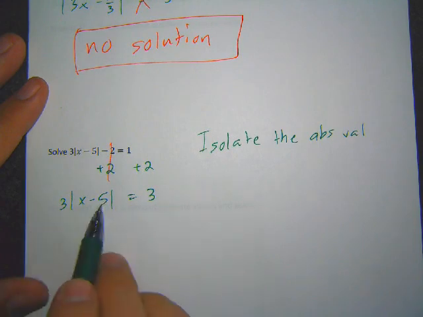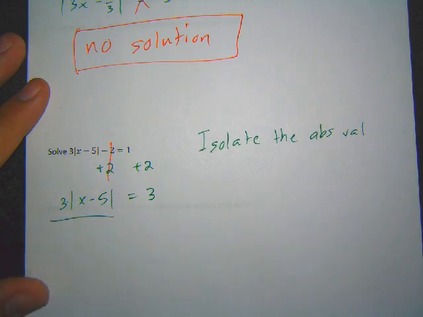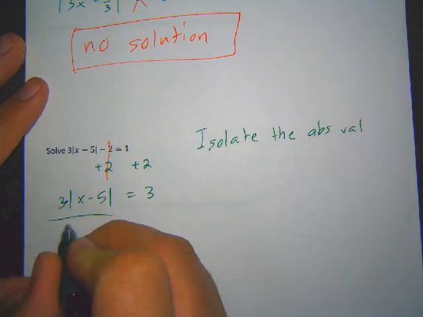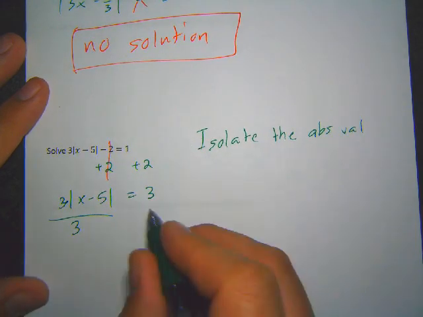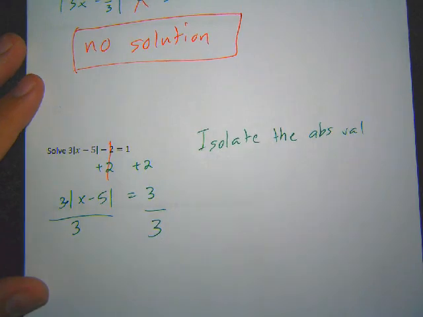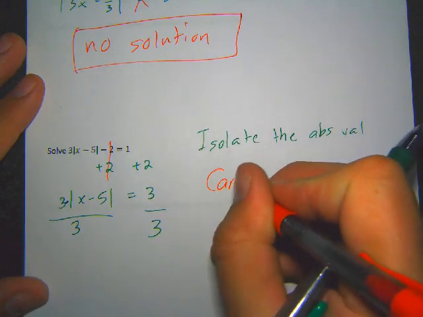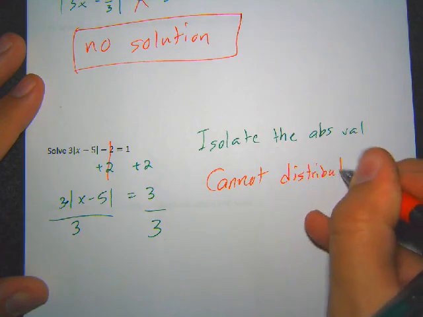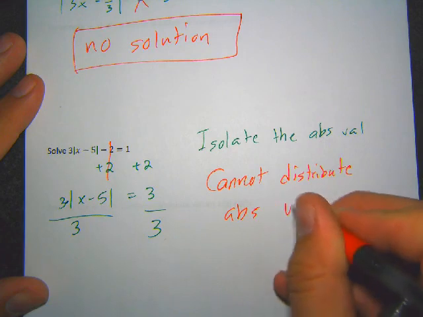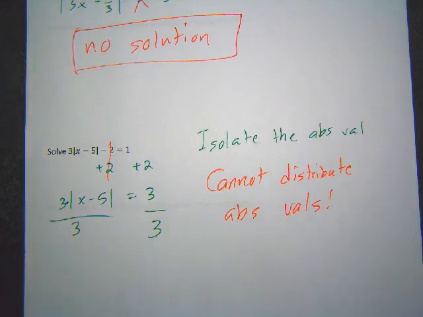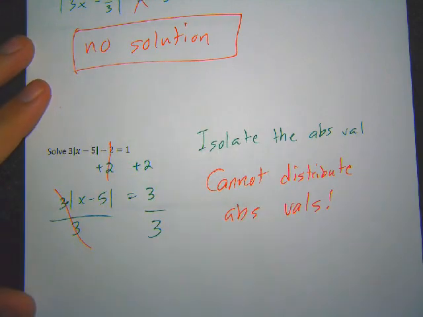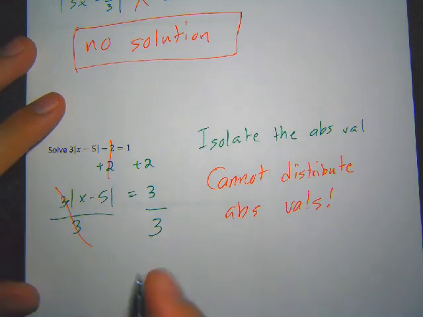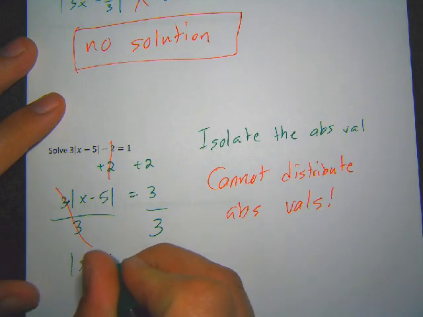So instead, what we're going to do is get rid of this multiplication by dividing, because the opposite of multiplying by 3 is dividing by 3, as long as we do it to both sides. Again, you cannot distribute absolute values. It doesn't work, so really be careful. Do not distribute absolute values. Instead, divide to get rid of the multiplication, and that way you can get the absolute value by itself.